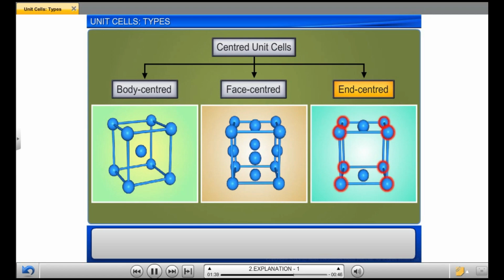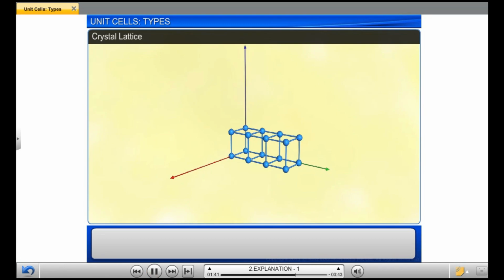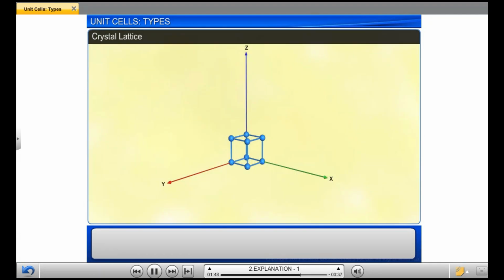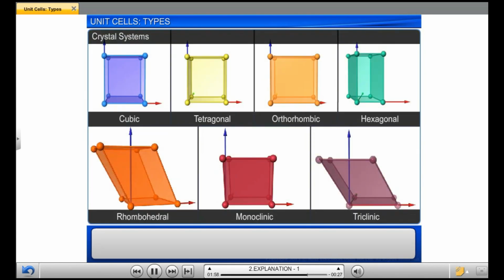An end-centered unit cell has one constituent particle at the center of any two opposite faces besides the ones present at its corners. You know that a three-dimensional crystal lattice is generated by the translation of lattice parameters A, B, and C. Based on lattice parameters, we have 7 popular crystal systems, namely cubic, tetragonal, orthorhombic, hexagonal, rhombohedral, monoclinic, and triclinic. Let's discuss each in detail.